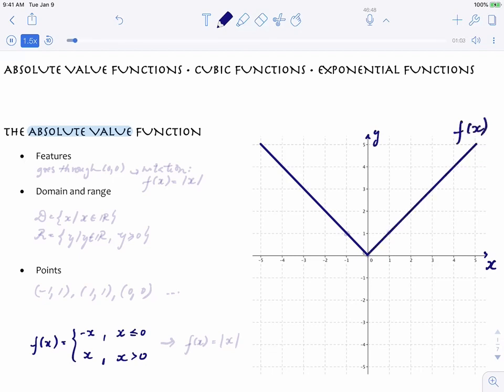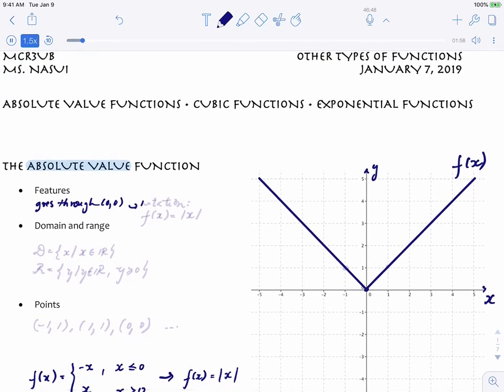So f of x. Okay, so some features, it goes through 0, 0, very similar to the parabola. And we will denote this with a different expression. So instead of writing the piecewise expression with those brackets, we'll just denote it as x within two lines. Okay, so two straight lines. So that's the modulus function or the absolute value.